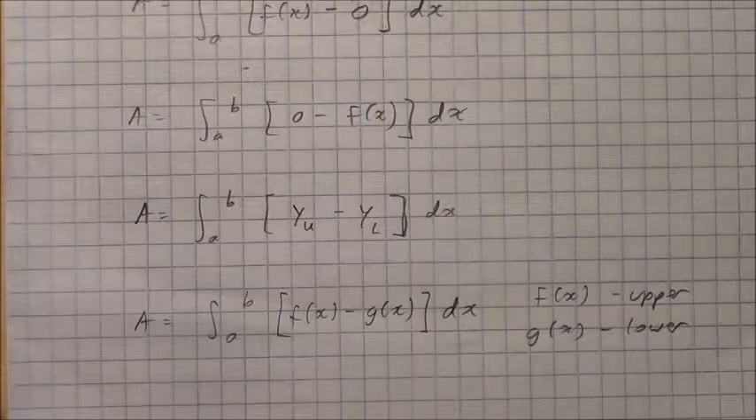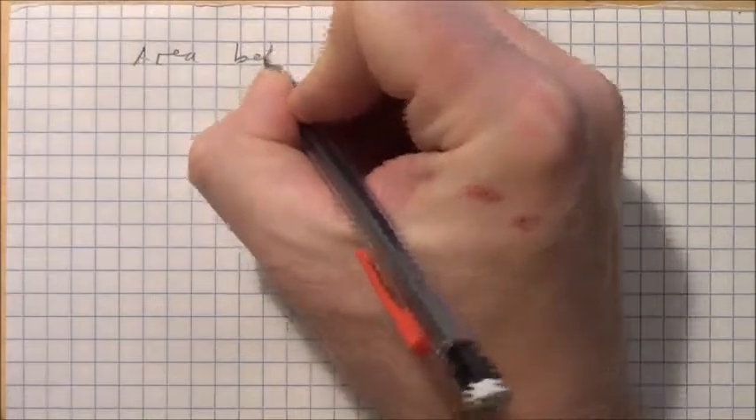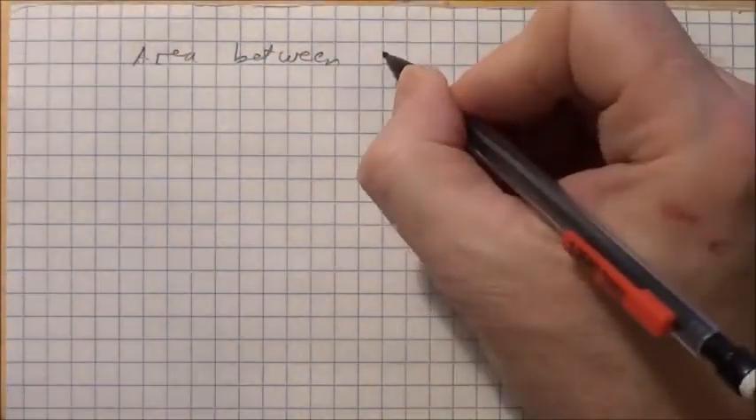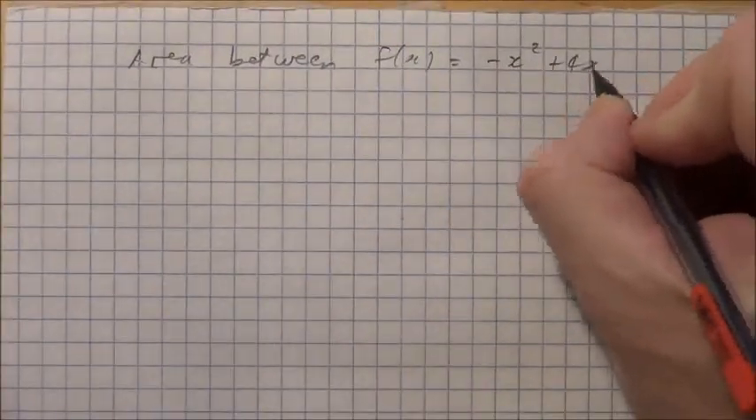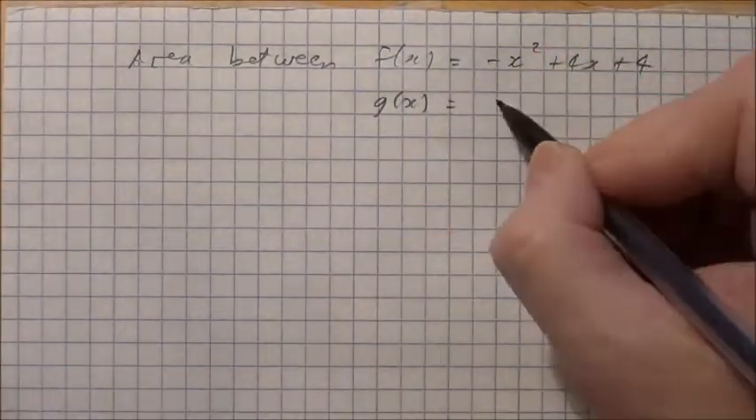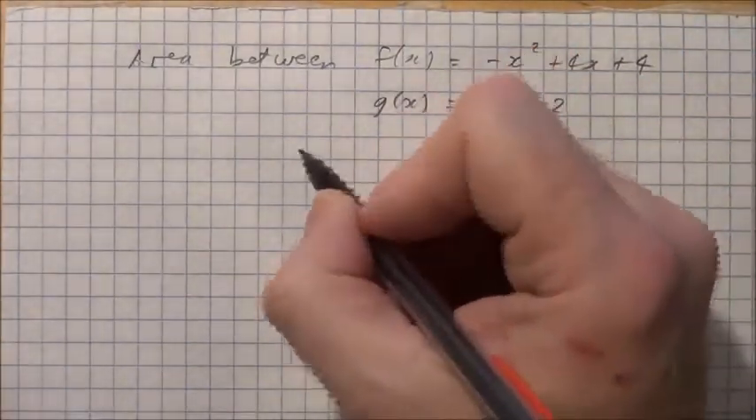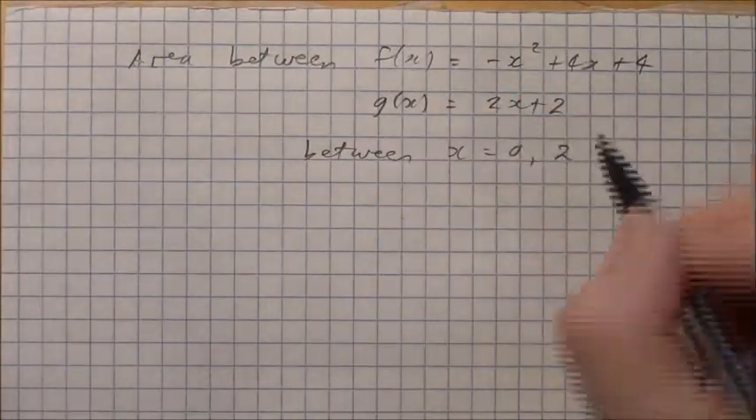Okay, so let's take a look at an example to see how this works. Moving right along, let's say, for example, that we want to find the area between function f of x, which is negative x squared plus 4x plus 4, and function g of x, which is the function 2x plus 2, between x equals 0 and 2.